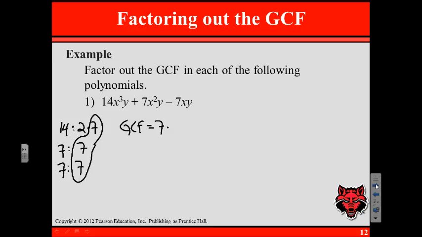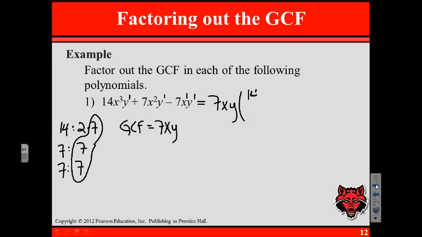And when we look at the x's and the y's, the largest exponent of x is 1, and that shows up in the last term. The largest exponent of y is 1, and that shows up in every term. And so our variable will be x, y. So our GCF is 7xy. At this point, we rewrite our polynomial as a product of the GCF 7xy times, we're going to divide each term by 7xy to figure out what the resulting polynomial should be.